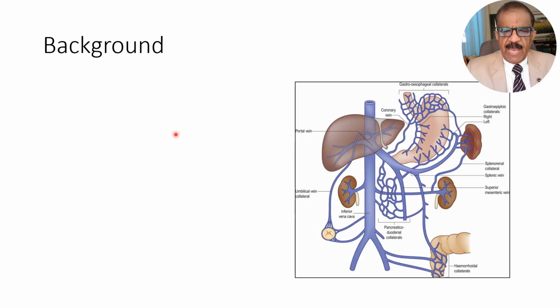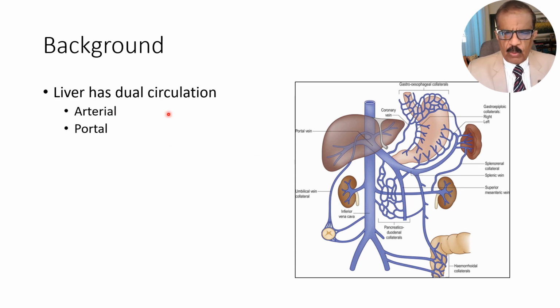Now, some background. I think we need to understand this before we can understand the exact pathophysiology and the treatment approach to portal hypertension. The liver has dual circulation. It is an organ like any other organ. It needs arterial blood for its oxygen and for its nutrition. But the main function of the liver is metabolic, and it has to process the food which we ingest, which is then converted into proteins, fats, amino acids and other things. 80% of the circulation of the liver comes from the portal circulation.